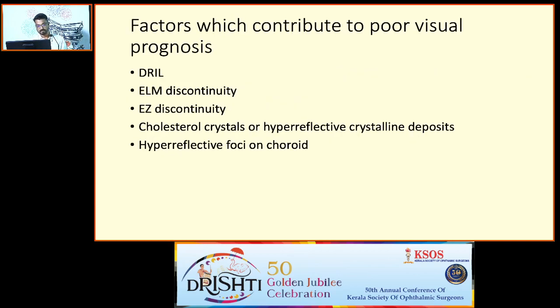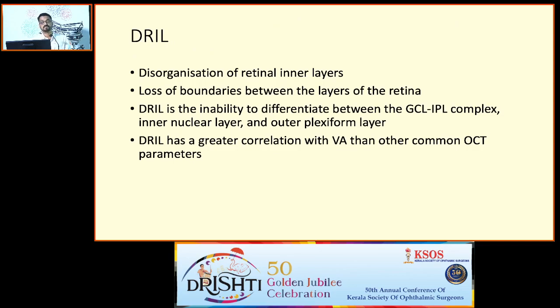So, which are the biomarkers which contribute to poor visual prognosis, or poor prognostic biomarkers? Mainly, the most important is DRIL, that is disorganization of retinal inner layers, then ELM discontinuity, ellipsoid zone discontinuity, cholesterol crystals or hyperreflective crystalline deposits, and hyperreflective foci in the choroid. So, these are the biomarkers in DME which carry a poor visual prognosis.